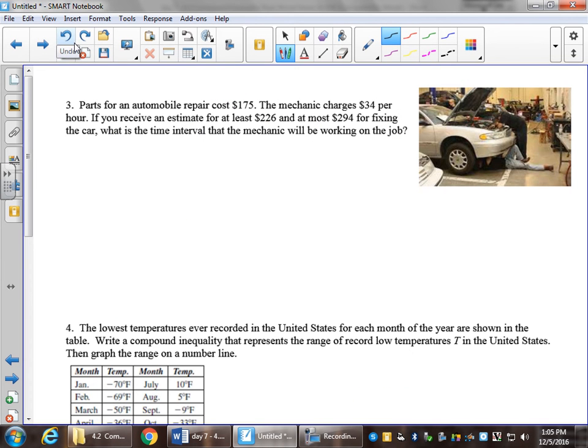Number 3, parts for an automobile repair cost $175. The mechanic charges $34 per hour. If you receive an estimate for at least $226 and at most $294 for fixing the car, what is the time interval that the mechanic will be working on the job? So time interval tells me that X will be hours.